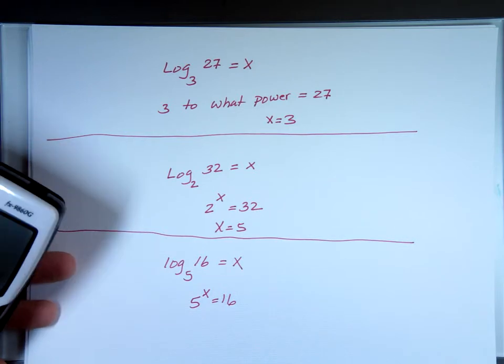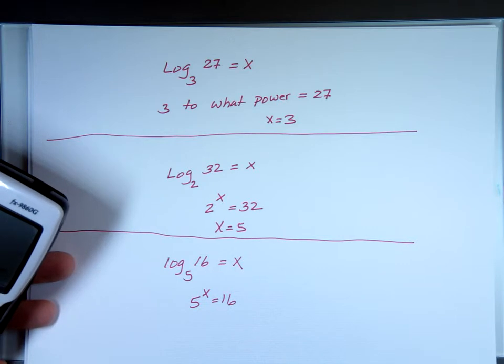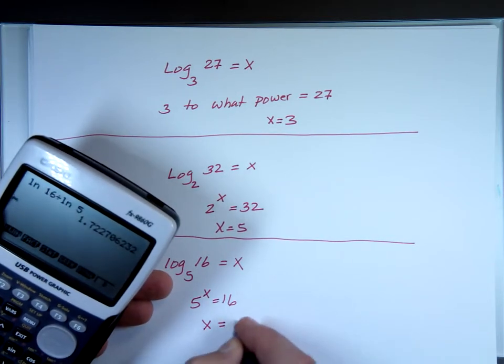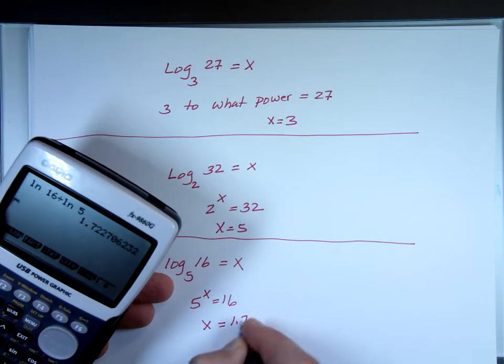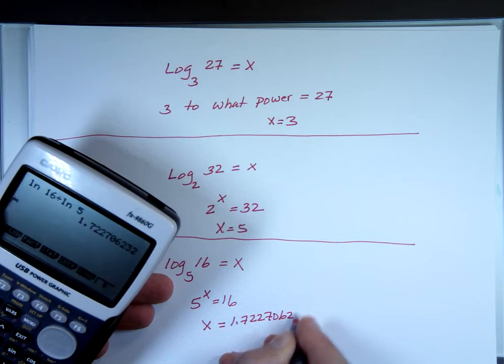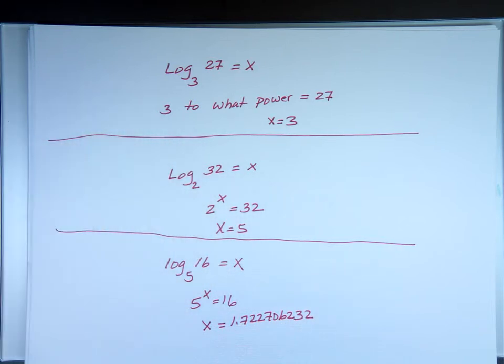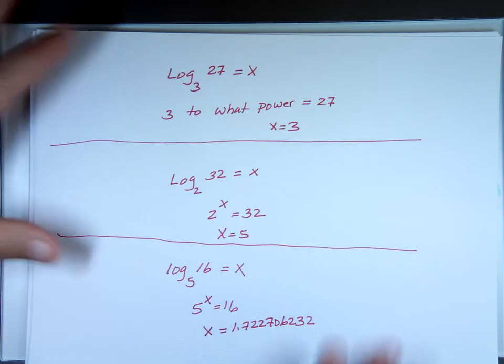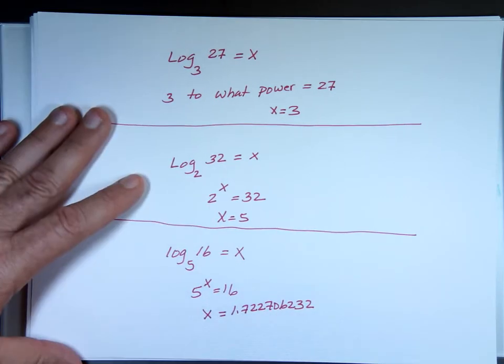So you just have to do guessing games. Well, I don't like that. That's got to be 1 point something. 1 point what? Well, it's not yet 25. Just by looking at it, I think it looks like about 1.722706232. Your calculator was right there. So that's really the answer to that.